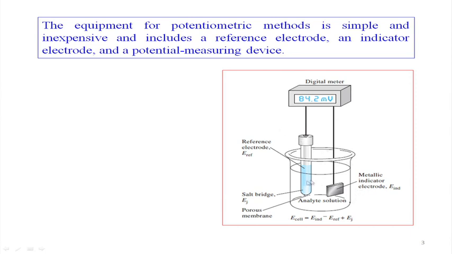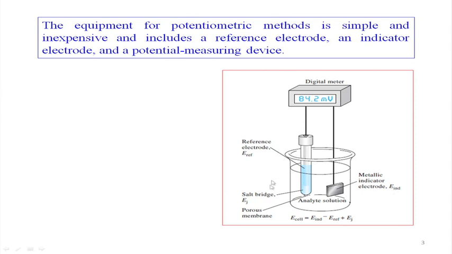So, as I just now told you, that is the corresponding figure we have taken from a book, Skoog's book, where you have the reference electrode, so it is the E ref. So, the E ref value is there, and you simply insert your metallic indicator electrode. It can be a platinum wire only, or it can be some metallic plate. So, that will give you the corresponding potential as your E indicator.